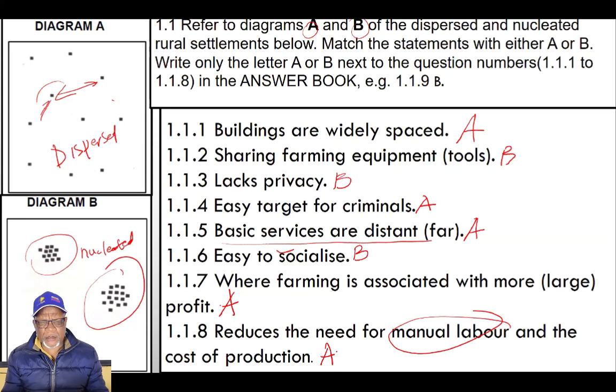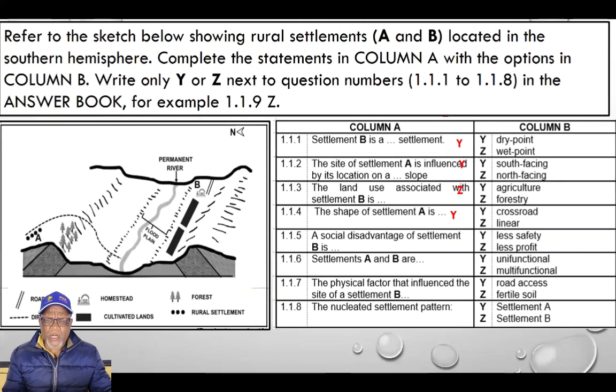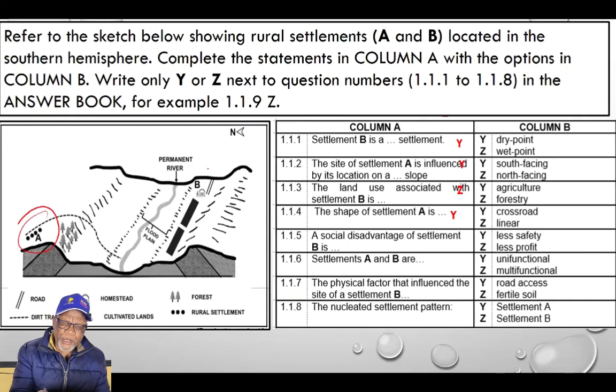So these are the short objective questions on patterns of a settlement. I hope you get how we got those answers. Now, let's continue and look at this other activity as well. This question says, refer to the sketch below showing rural settlement A and B, which is A here and B here. Now, they say they are located in the southern hemisphere. Complete the statements in column A with the options in column B.